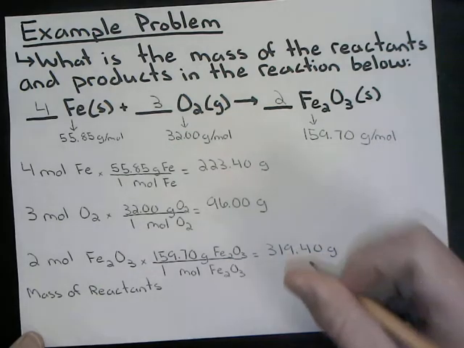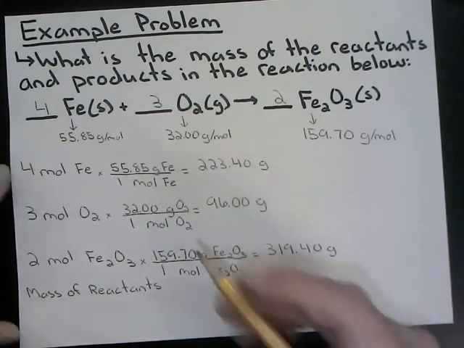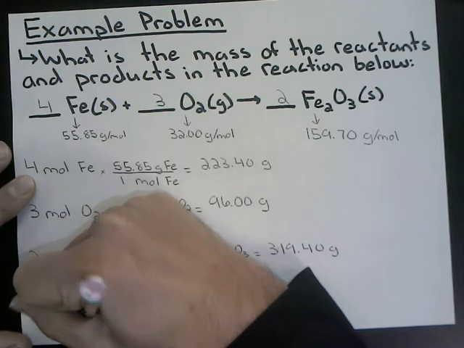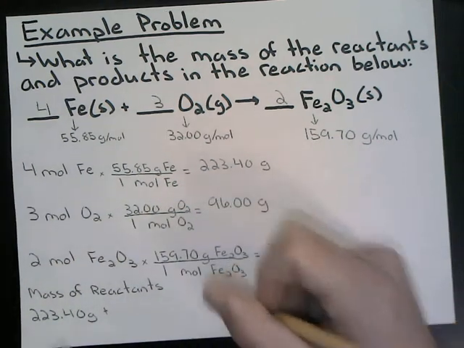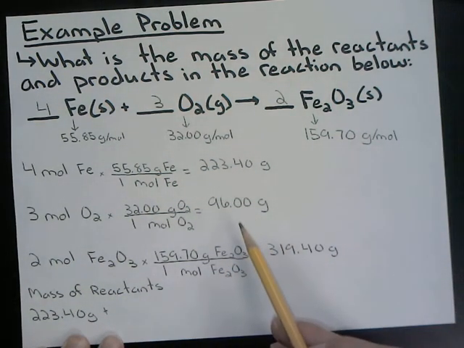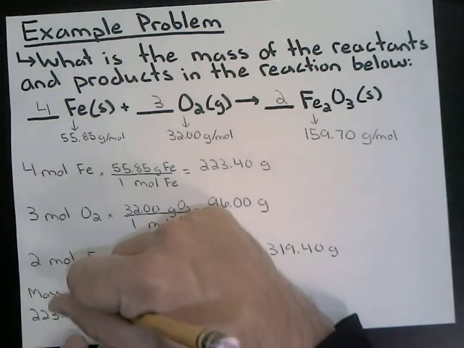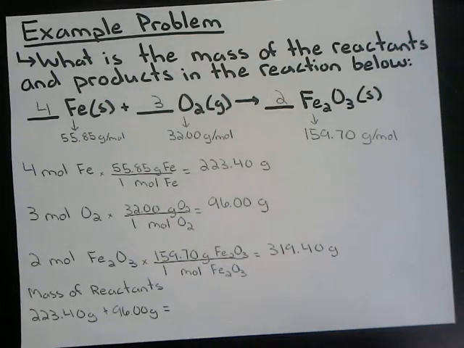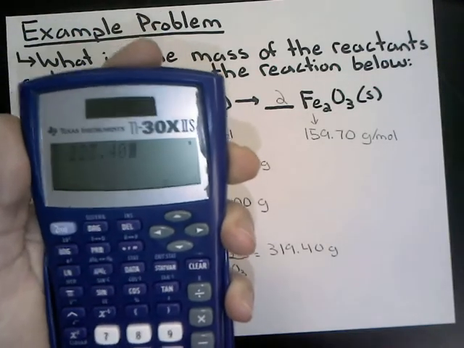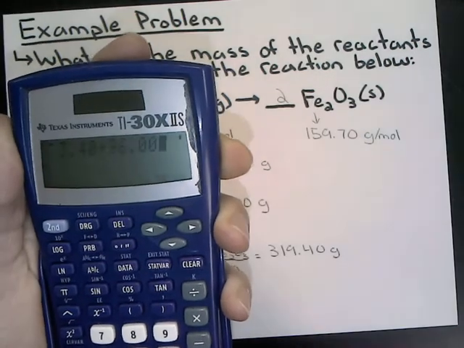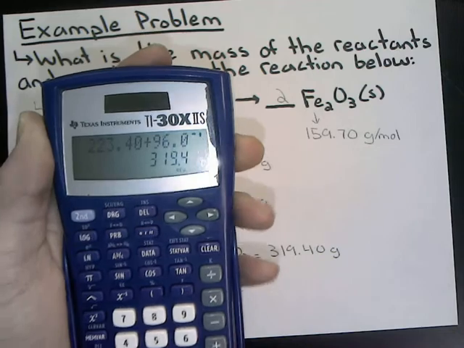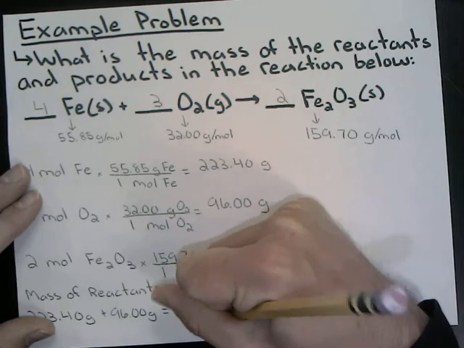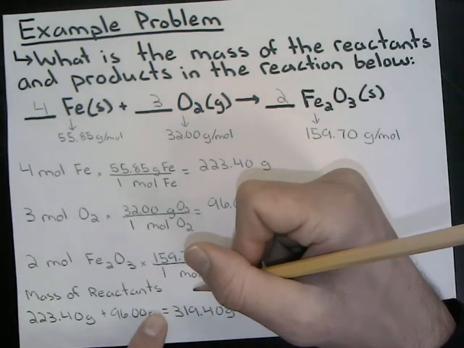we take the number of grams contributed by Fe, which is 223.40 grams, plus the amount of grams contributed by oxygen, which is 96.00 grams. So we put that into our calculator. 223.40 plus 96.00. We press enter. We get a value of 319.40 grams. So 319.40 grams. That is the mass of the reactants.